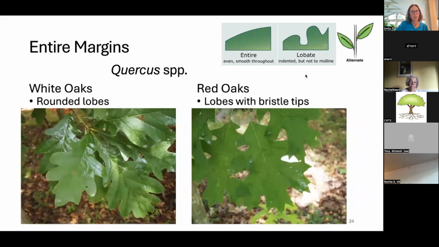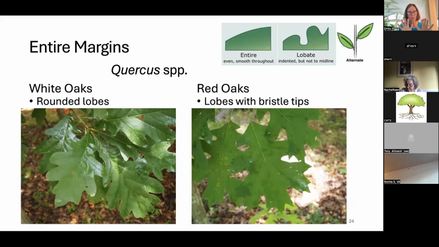Okay, entire margins, lobate and alternate. We should also talk about our oaks. So white oaks are going to have rounded lobes, and we're going to have red oaks that are going to have bristle tips on the ends of their lobes. And to help me remember this, a bristle tip could draw blood and I would have red coming out. So I would know that it's a red oak, whereas something with a blunt end is not going to be able to cut my skin and hurt me. So that's how I keep those separate.